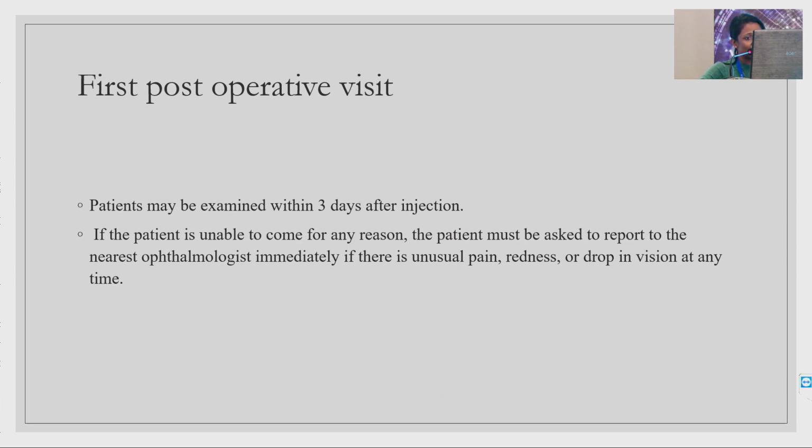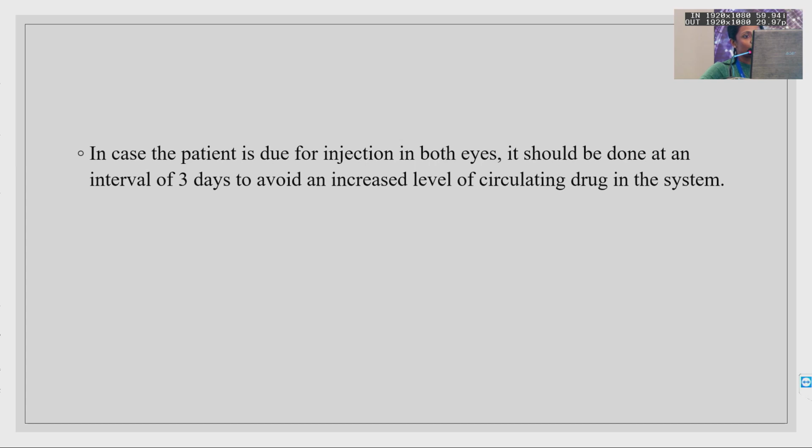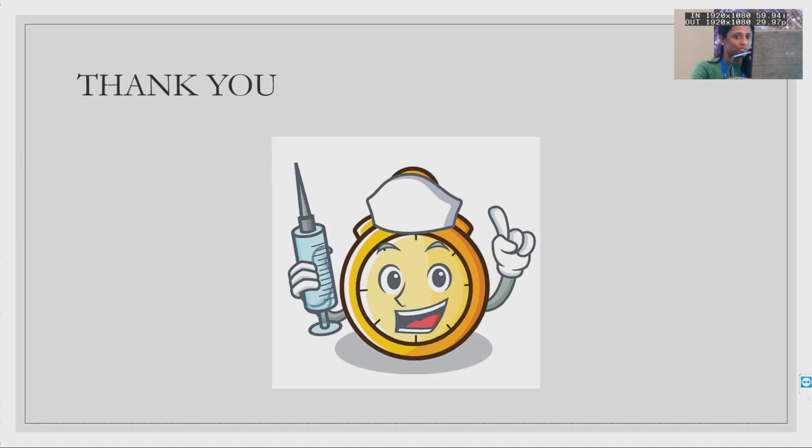If the patient is unable to come for any reason, they can be asked to report to the nearest ophthalmologist if there is any unusual pain, redness or drop in vision at any point of time. Anterior segment examination should look for cells in the anterior chamber and the anterior vitreous, and the fundus also should be examined for any exudates, floaters or new onset peripheral retinal hemorrhages or vasculitis. Injection in both eyes should be done at an interval of 3 days to avoid an increased level of circulating drug in the system.